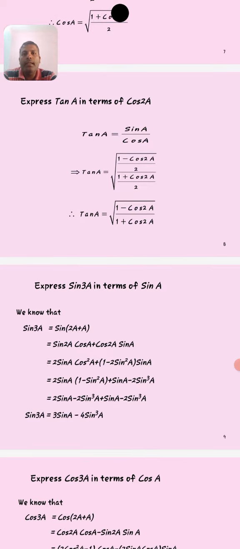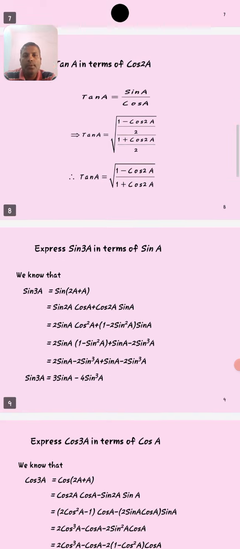Express tan A in terms of cos 2A. Tan A is equal to sin A by cos A. We know this condition, tan A is equal to sin A by cos A, and also tan A is equal to root of (1 minus cos 2A by 2) divided by (1 plus cos 2A by 2). Therefore, tan A is equal to root of 1 minus cos 2A by 1 plus cos 2A, also possible.